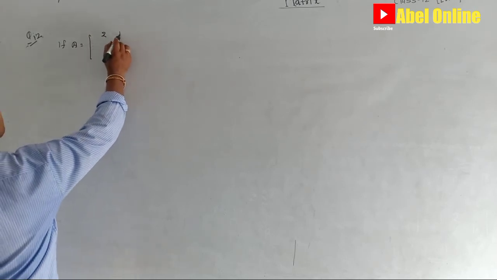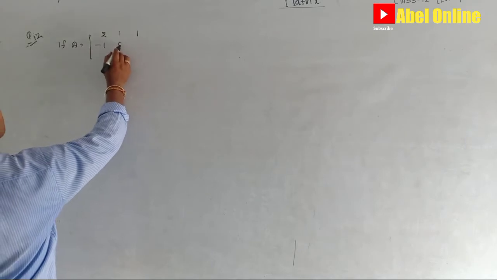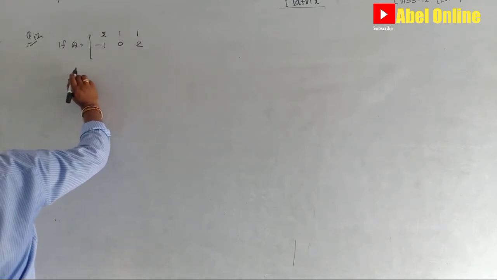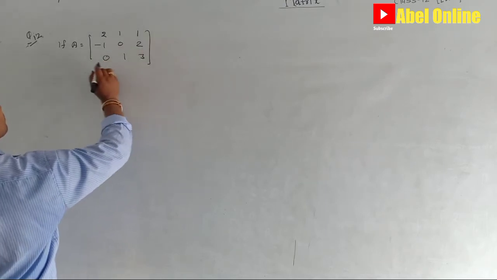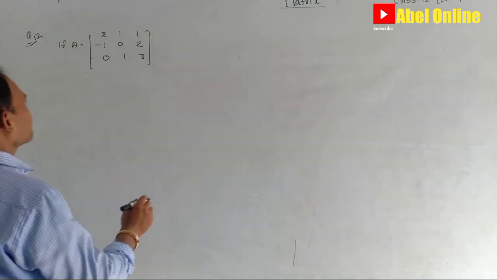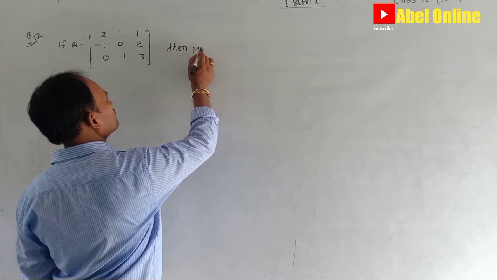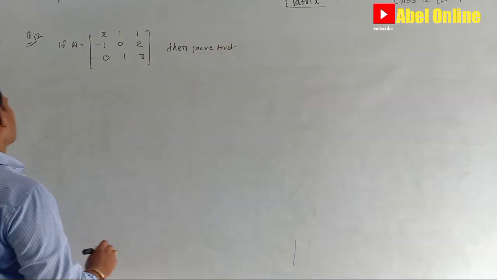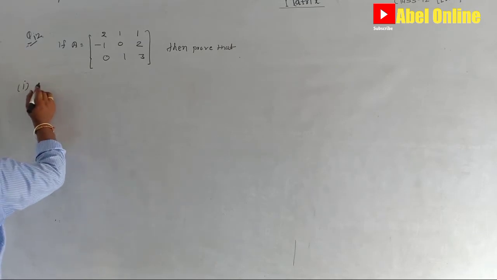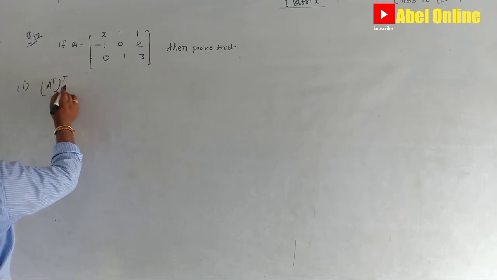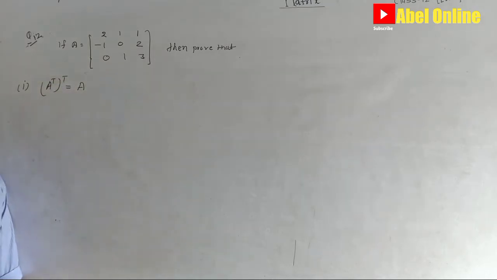If A equals 2 1 1, minus 1 0 2, 0 1 3, then prove that (A transpose) transpose equals A. This is your first question. Okay, so this is the question.